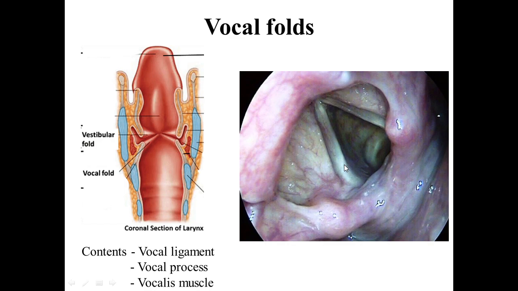and the vocalis muscle. Now the vocal ligament is present in the anterior 3/5 part of the vocal fold. This is the vocal fold. So the anterior 3/5 part contains the vocal ligament, while the posterior 2/5 part of the vocal fold contains the vocal process of arytenoid cartilage. And lateral to the vocal ligament, there is the vocalis muscle.